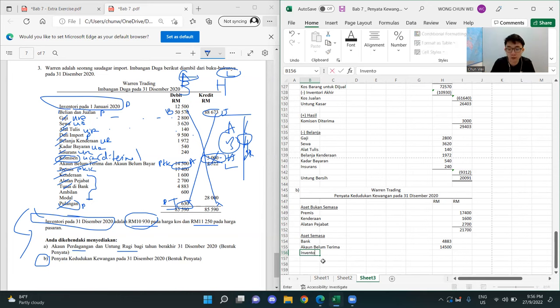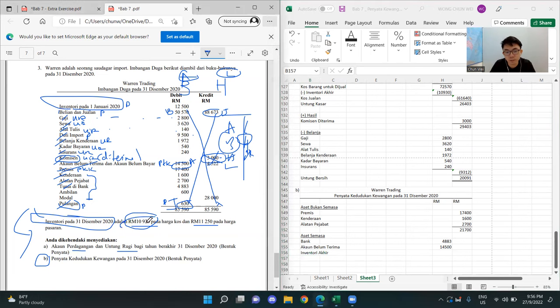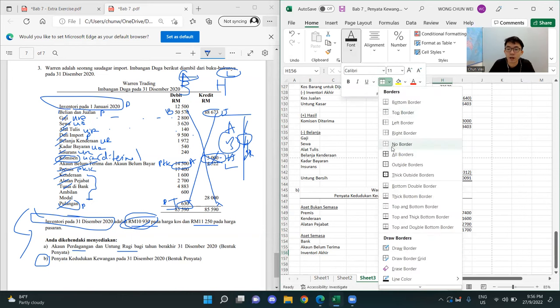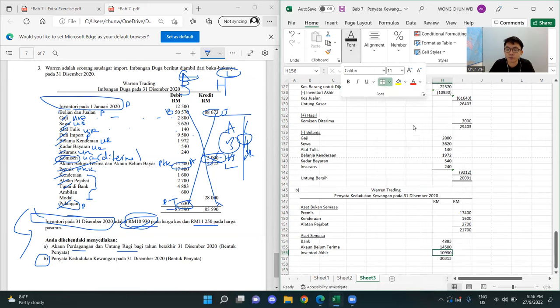So inventory IQ. Take this one, the same figure, 10,930. So you add them up, get 30,330. Okay, so here I put another Ringgit Malaysia. Do I have to? I don't think so.